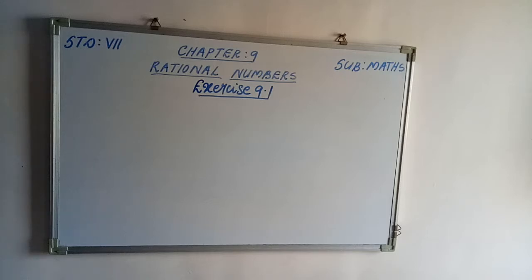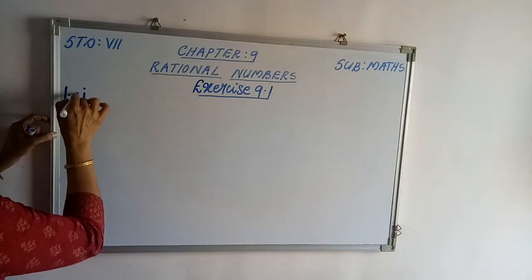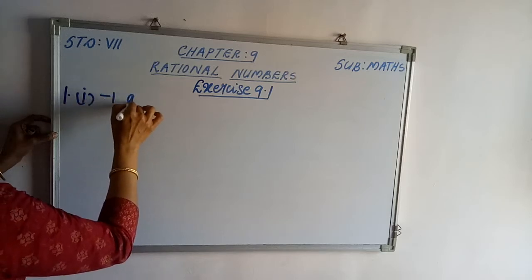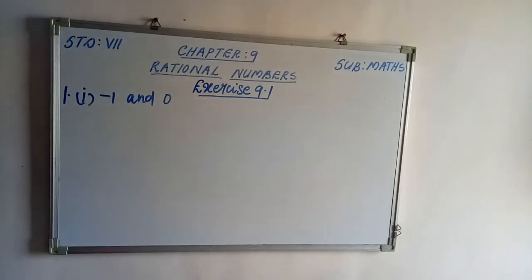List 5 rational numbers between minus 1 and 0, minus 2 and minus 1, then minus 4 upon 5 and minus 2 upon 3, minus 1 upon 2 and 2 upon 3. There are 4 questions. So the first question, minus 1 and 0. Between minus 1 and 0, you have to find 5 rational numbers.